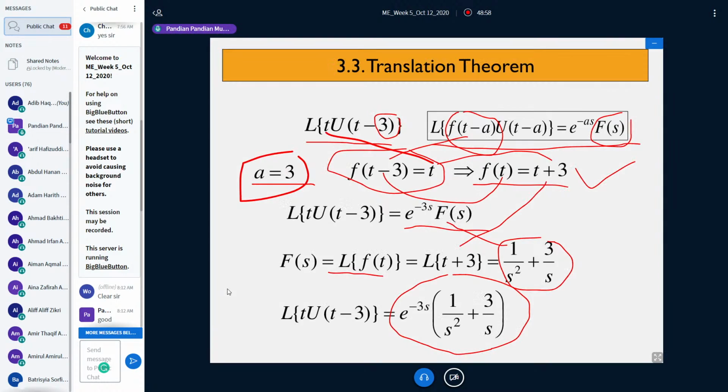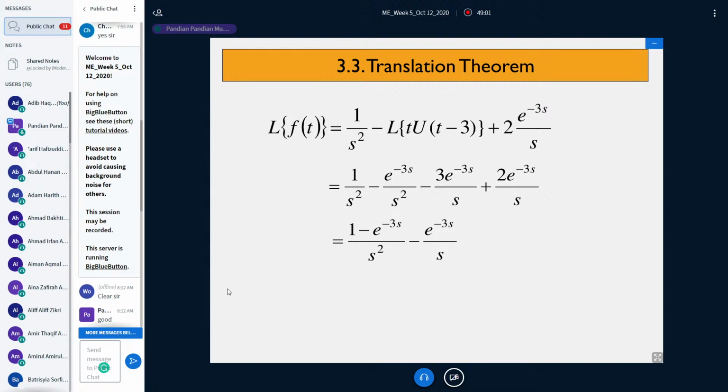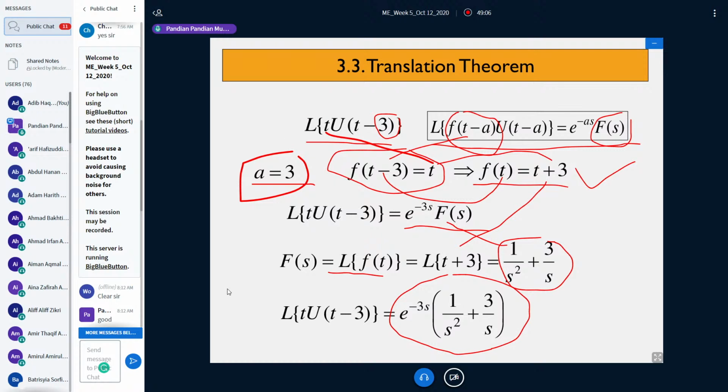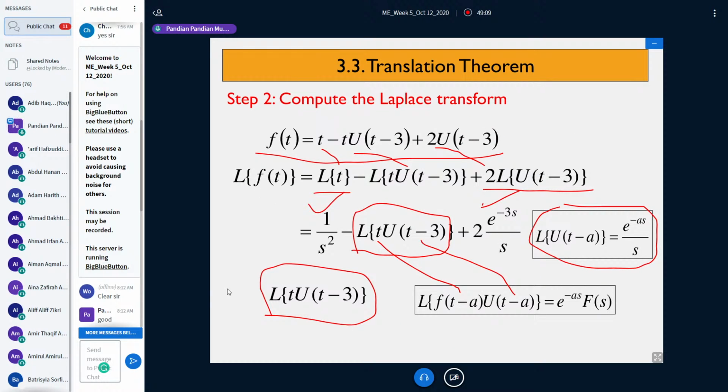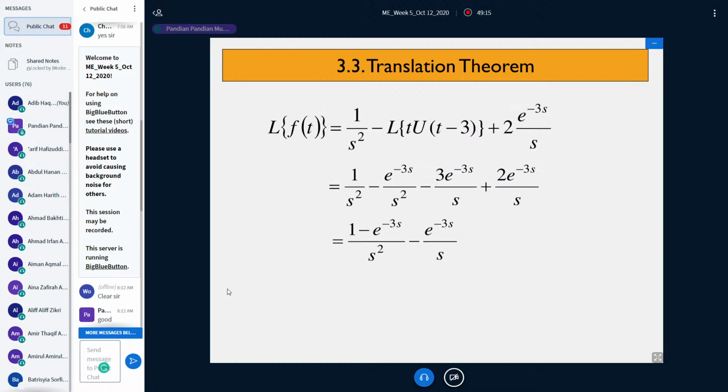Okay, so we already finished this one. So the final answer is Laplace of f(t), slide number 24. Laplace of f(t) is 1 over s squared, e minus e power 3s over s squared, minus 3e power minus 3s over s, plus 2e power 3s over s. Of course, you can simplify this because this is s squared. So you can combine this to make it 1, and then these 2, you can combine into 1.